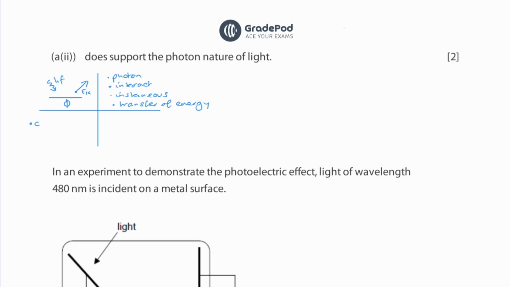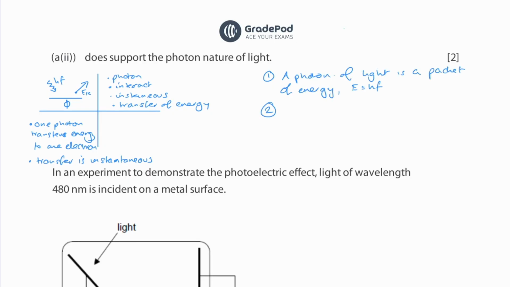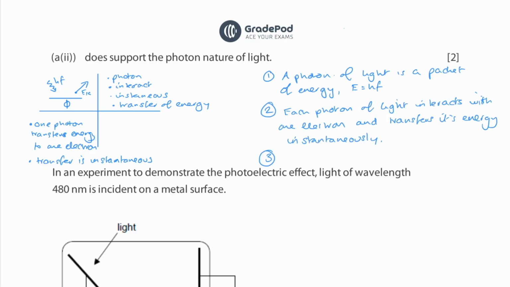We also want to say one photon transfers energy to one electron. And we want to say the transfer is instantaneous. And the first part of this explanation will say that a photon of light is a packet of energy. Secondly, it will say each photon interacts with one electron and transfers its energy instantaneously. And finally, it will say this allows the electron to leave the metal immediately.